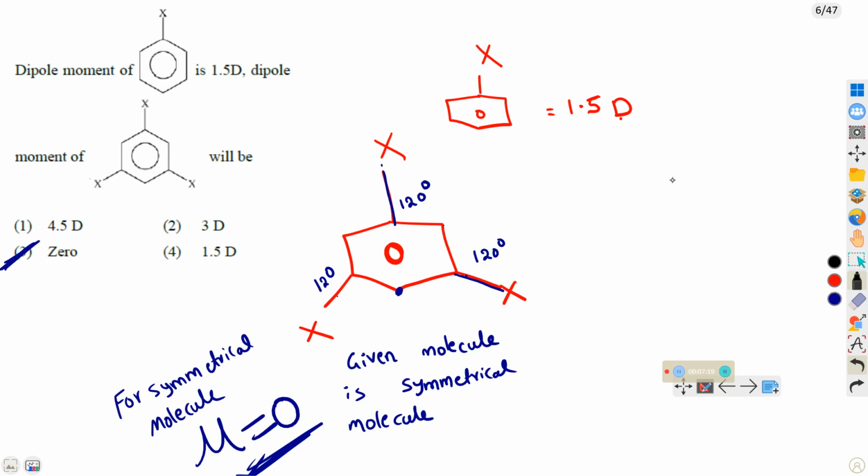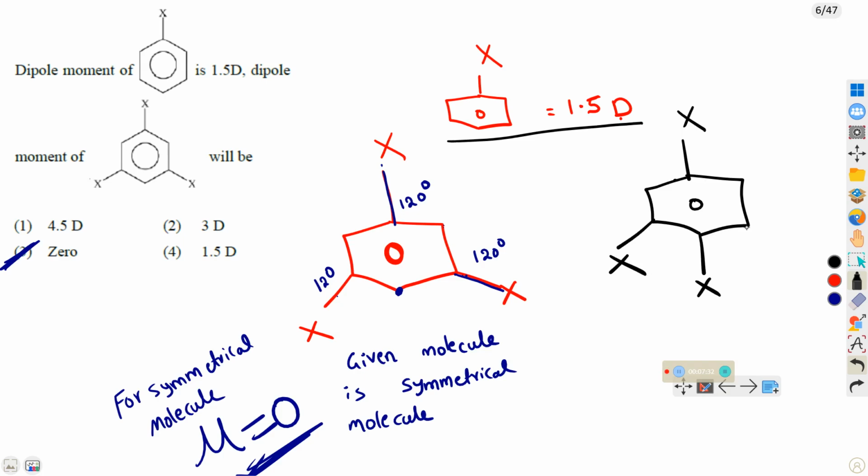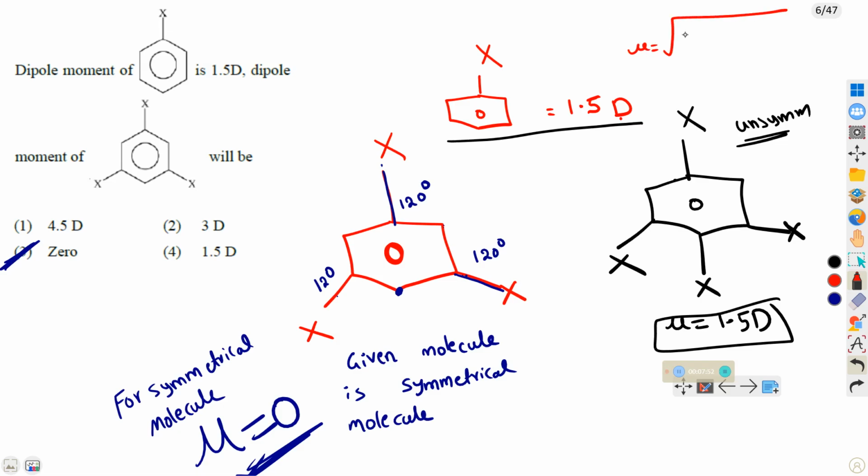See, one more question is there. The halobenzene dipole moment value is 1.5 D. Then calculate the dipole moment for this molecule. The compound is given like this. This is a previous year NEET question. Calculate the mu value. This is not a symmetrical molecule; this is an unsymmetrical molecule. The mu value is again 1.5 D for this compound. How? By using this formula: mu is equal to the square root of mu1 square plus mu2 square plus 2 mu1 mu2 cos theta.